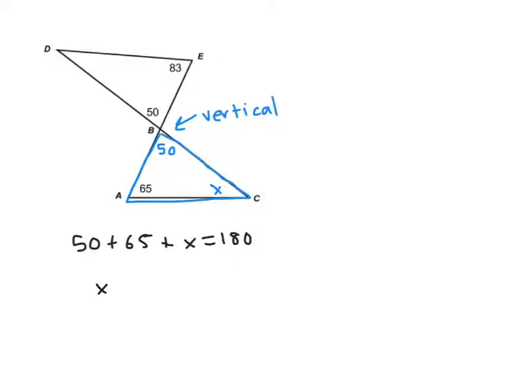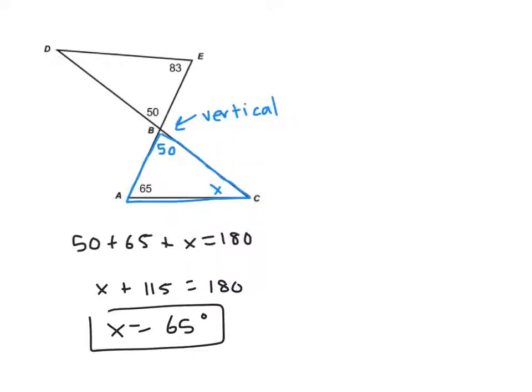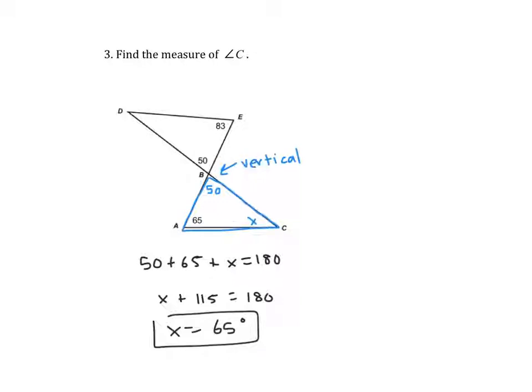So here we have X plus 115. Oops, that's not a plus sign. Equals 180. So we get X equals 65 degrees. And that is angle C.